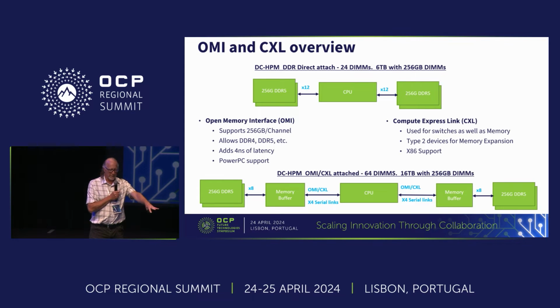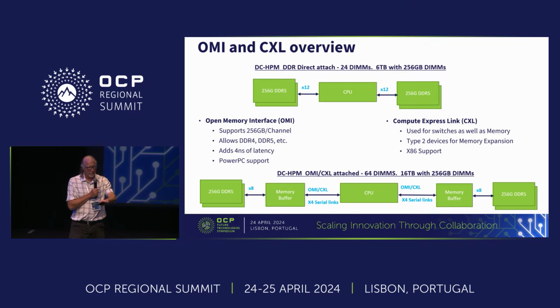So then, here's an OMI CXL overview. At the top, you've got, again, what it looks like when you just have DDR attached. You run out of beachfront on your CPU. You can't get any more DIMMs attached, but you can do 12. You can get that 256. Or you can put a serial buffer in there, which is kind of what both OMI and CXL do. You put a memory buffer in, that's a serial attached buffer to your CPU, and then behind that, you have your standard DDR, 4 or 5, whatever you want. It does add a little bit of latency. Both of these would do that, but it's not much, about 4 nanoseconds.